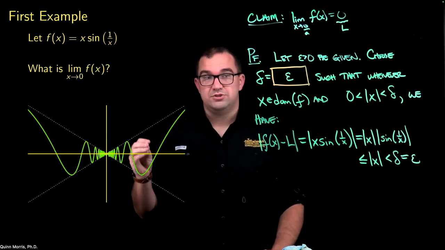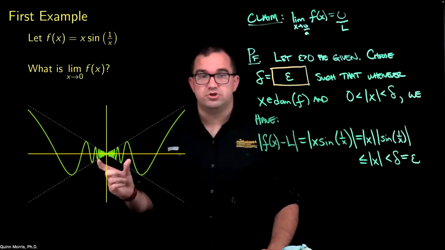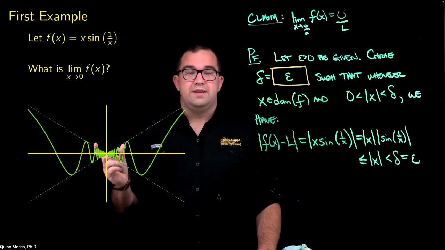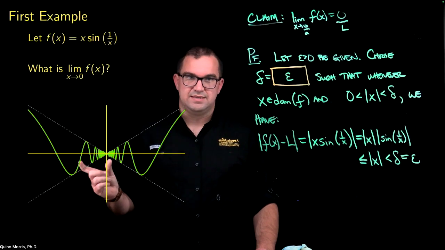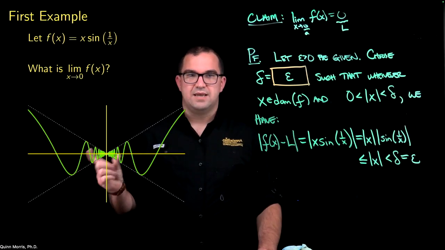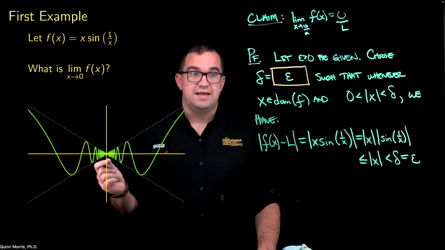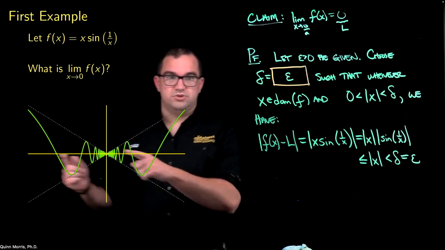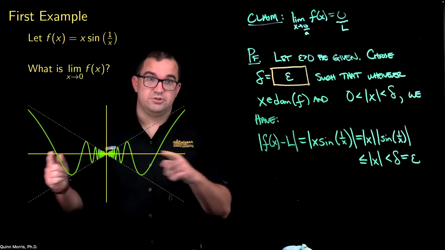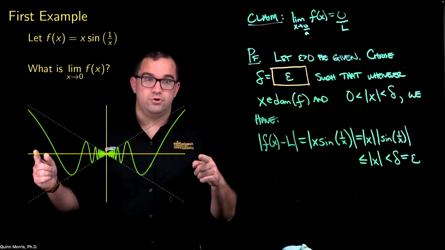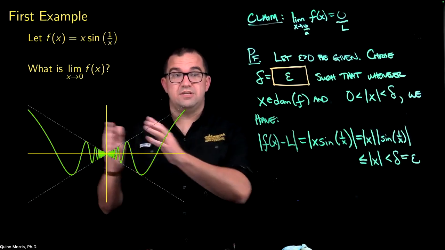Remember, our old definition of limit required that a function be defined on an interval containing, in this case, 0, except possibly the function isn't defined at 0. That is true here, right? In fact, this function is defined for every x value other than 0. So our old definition would work.